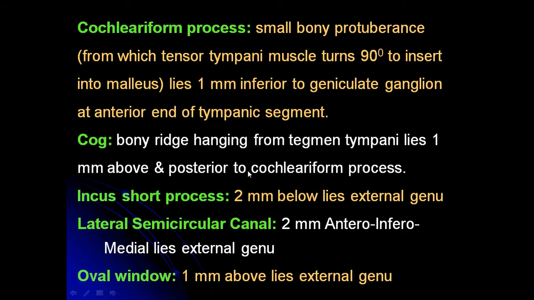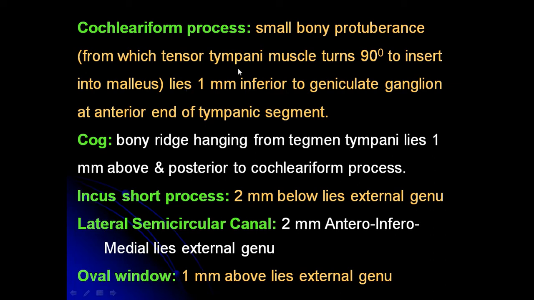Surgical landmarks are the next important things. Processus cochleariformis, as you should know, it is very important. It is a small bony protuberance from the tensor tympani muscle, at the anterior superior part of the middle ear. The tensor tympani muscle gets attachment to this one, as you know, so it inserts to the neck of the malleus.